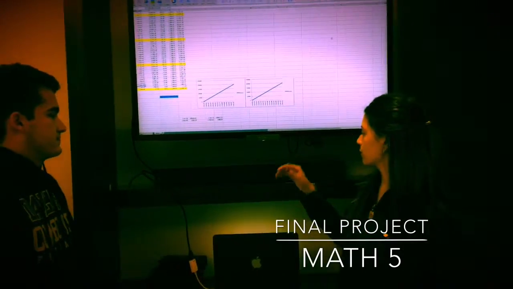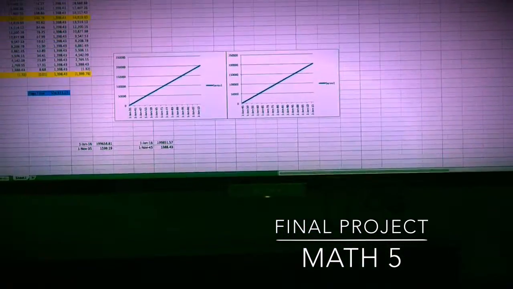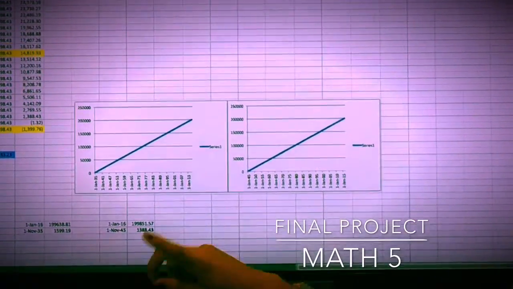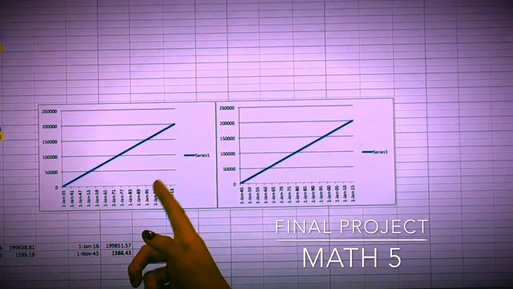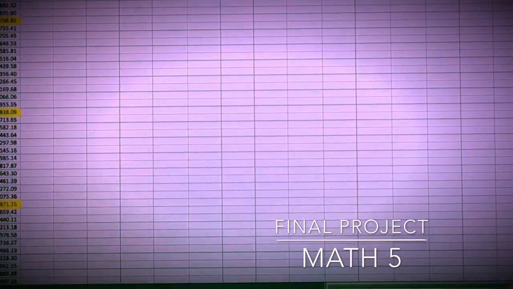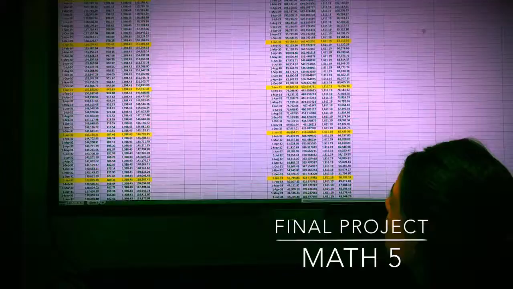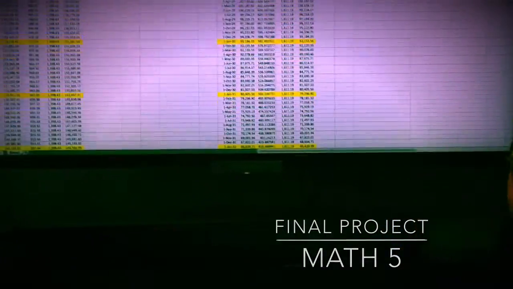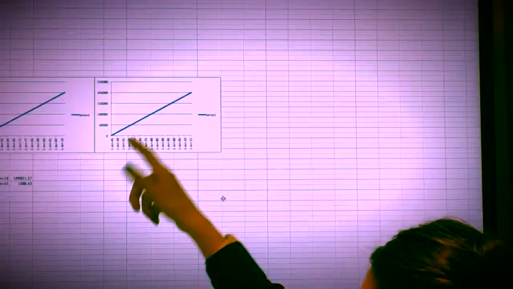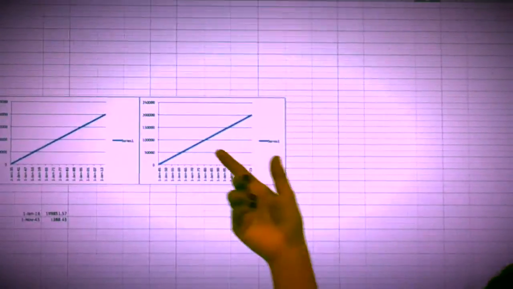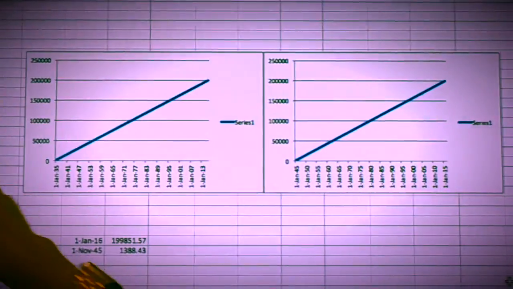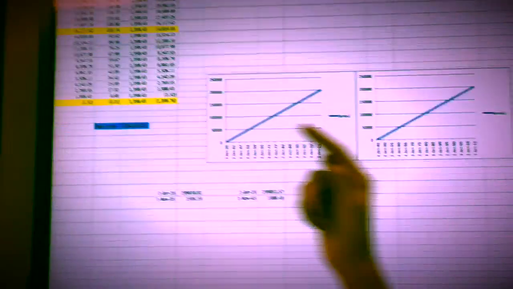In these graphs, we are representing both different payments. This graph is the one that finished faster, which is the one where you were paying $1,611. And this other chart is the one that took longer to finish paying, which is the one that paid monthly $1,398.43.